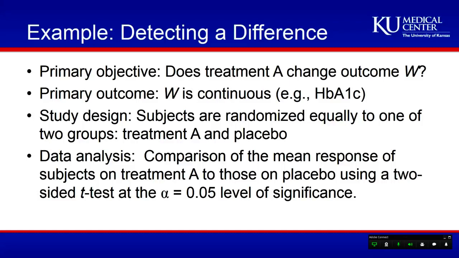Subjects are randomized equally to the groups, treatment A versus placebo, and the data analysis plan is comparing the average response, the average HbA1c, of subjects who were randomized to receive treatment A to those randomized to receive placebo, and we're just going to use a two-sided t-test. In discussions, we decided that the appropriate risk of a type 1 error was 5%, but no greater. So what that tells me is the threshold of evidence required for flagging this as a real statistically significant difference.